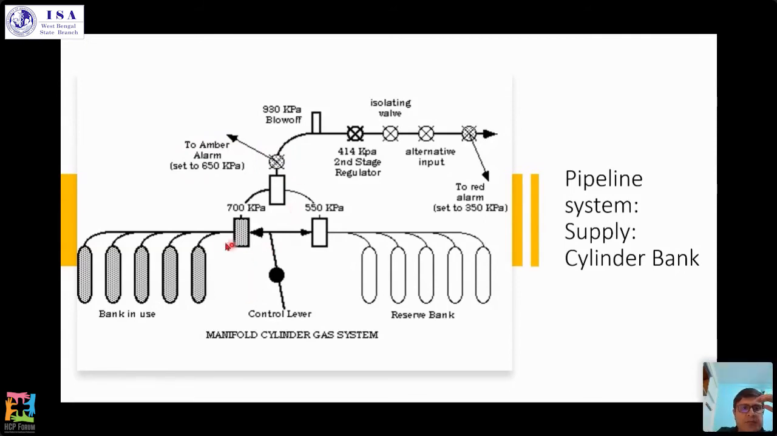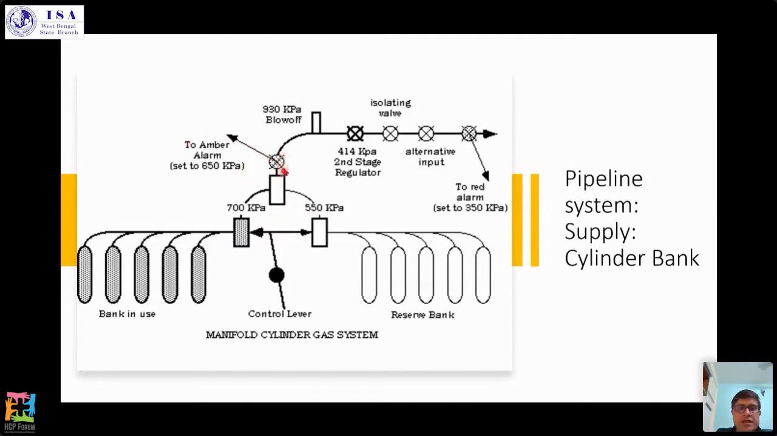Suppose when these cylinders are in full use, the pressure reaching here is 700 kilopascals. So this blow off valve doesn't work. This alarm does not go on, the pressure is reduced and the nitrous oxide supply is going on. Once the pressure falls below 650, we will have an amber alarm, but it will still bring the oxygen supply. And once it gets to 550, this is going to shut off and this is going to open. This is going to open this valve, and then this setup would be set at 700 and this would be set at 550.